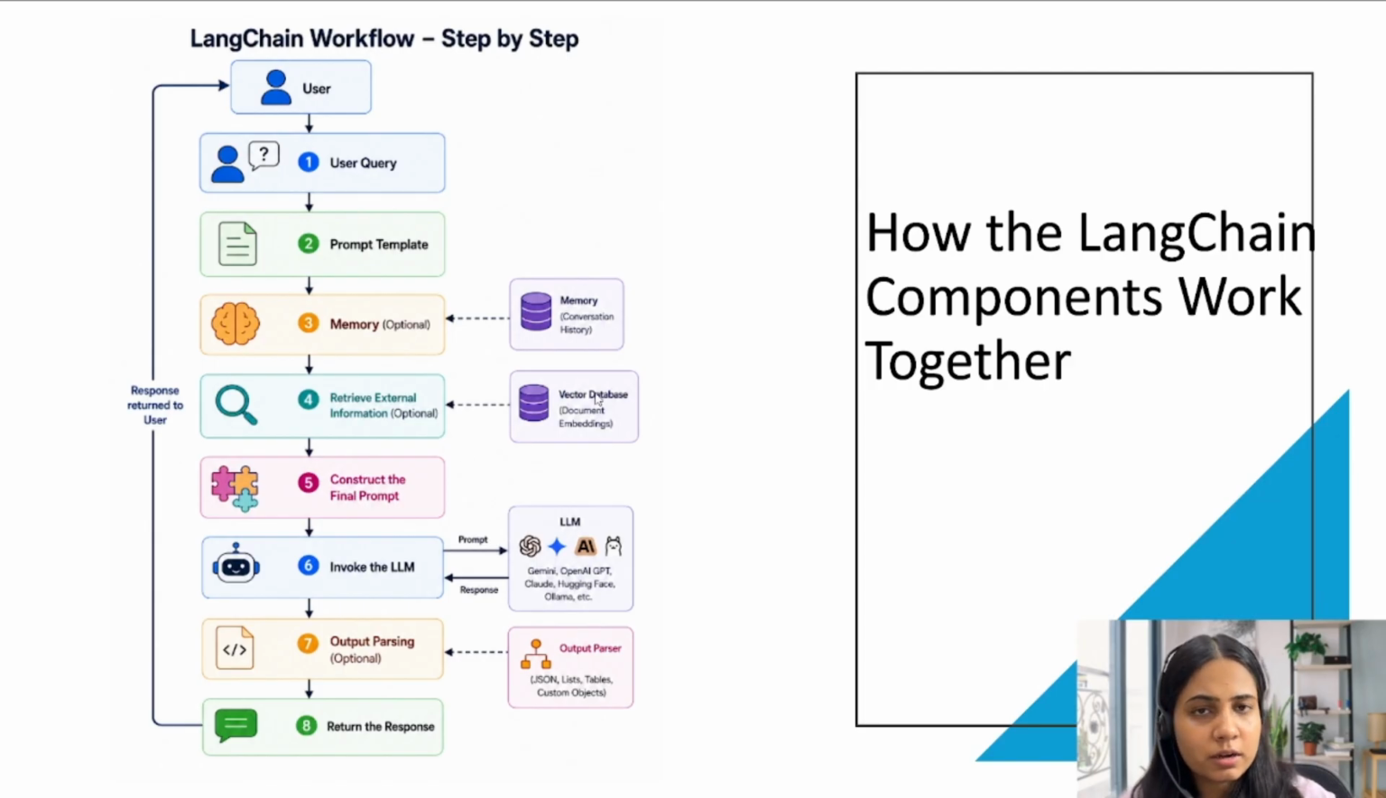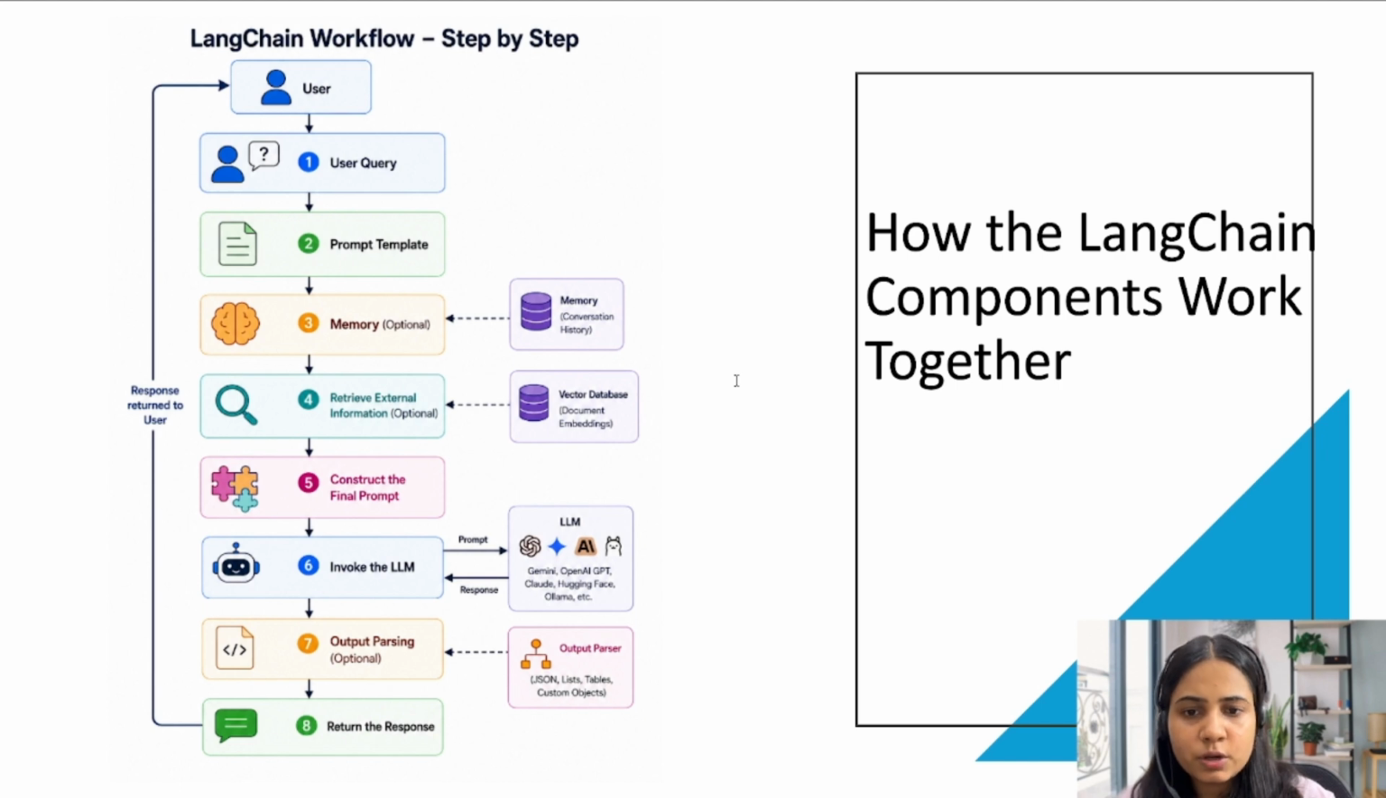And if the vector DB is needed, or any data we need from internal sources, we use the document embedding, do a semantic search, and retrieve that information. So we have all the information. Okay, so now we are going to construct the prompt.